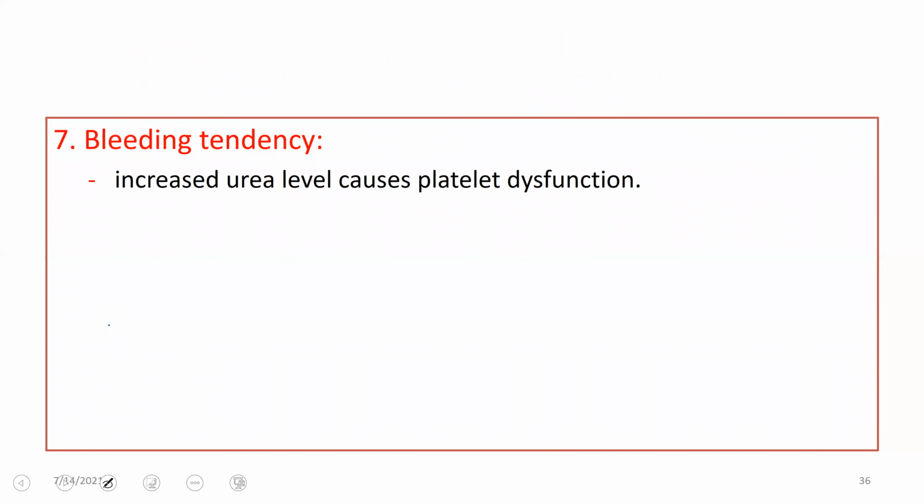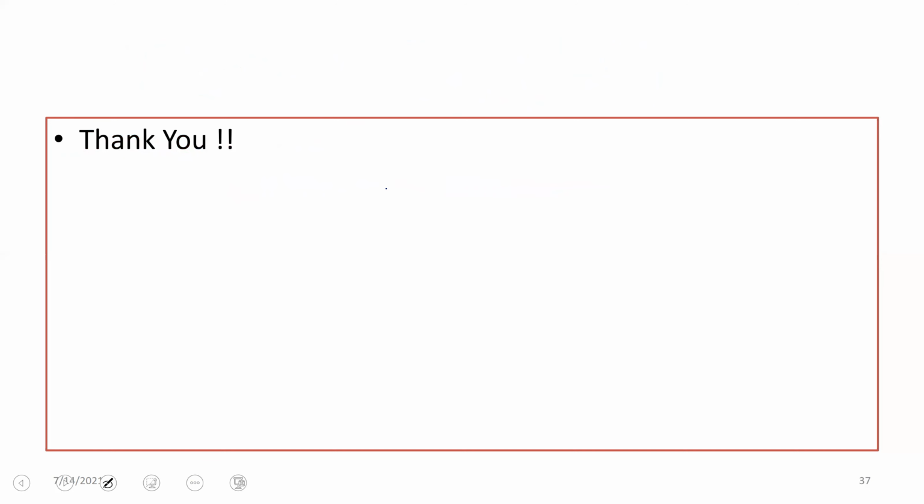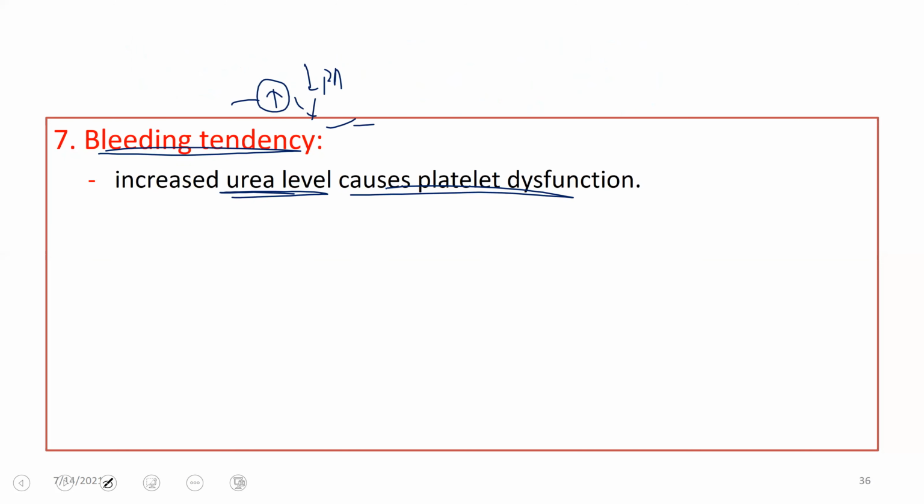And along with that, an increased amount of urea will result in a decrease in platelet aggregation and a decrease in platelet activation, and this will manifest with severe bleeding tendency, because increased urea level will cause platelet dysfunction as well. So in this video, we discussed a lot of information regarding chronic kidney disease, the cause behind the chronic kidney disease.